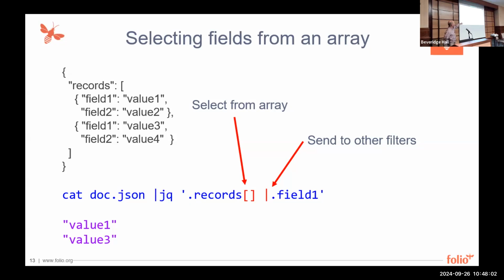And then we're sending it to another filter. A pipe indicates the filter. So you can use these pipes to select things, to transform values, just to hold in place. You can do all kinds of things like that. So this is kind of a core concept.